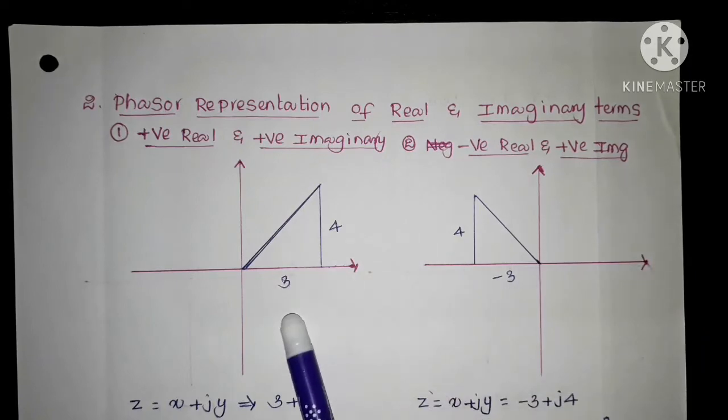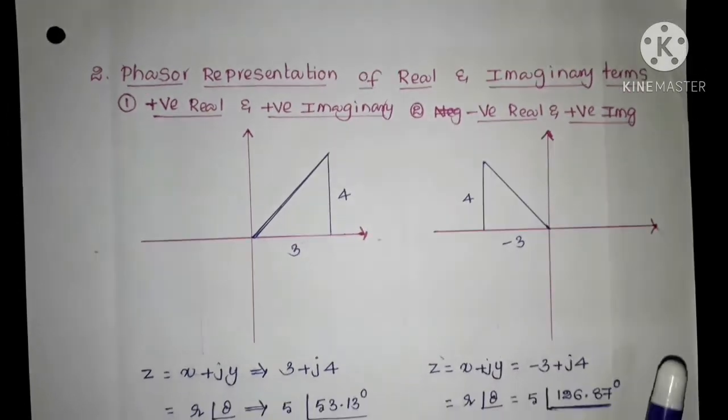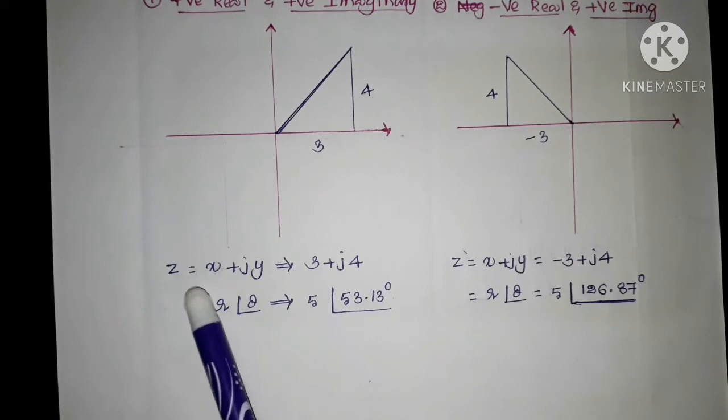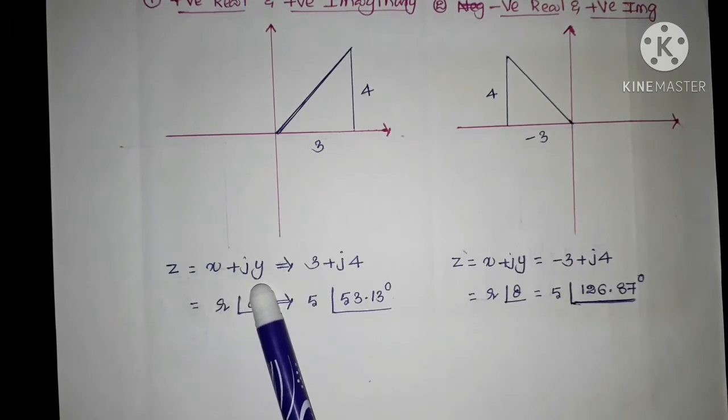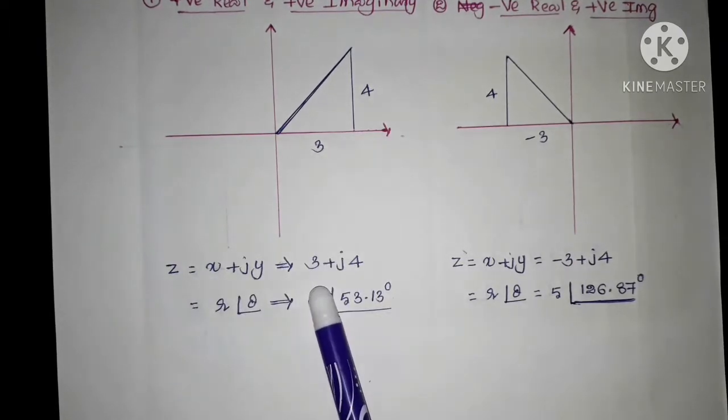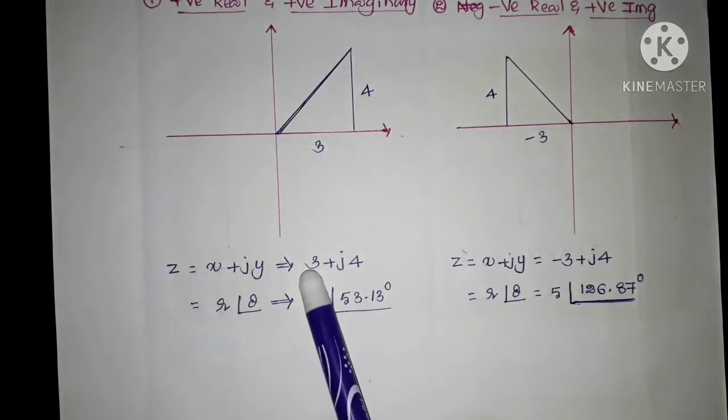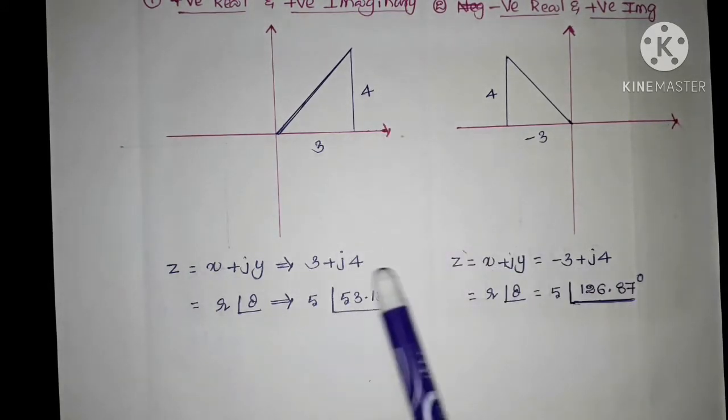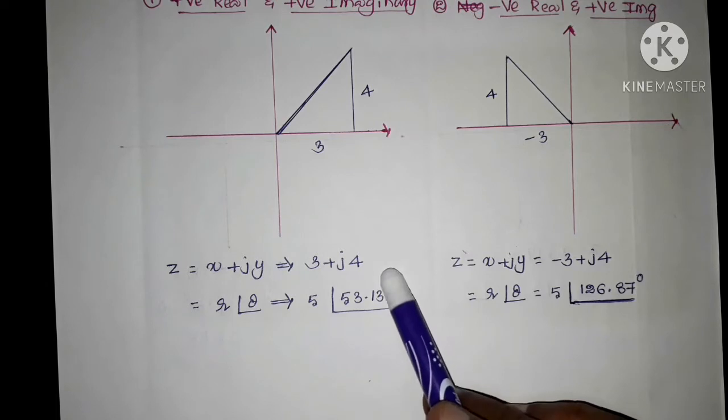So here 3 is a real term and 4 is an imaginary term. So how can we represent that? z equal to x plus jy. So here x is 3. In this example x is 3 and y is 4. So both x and y are positive values.